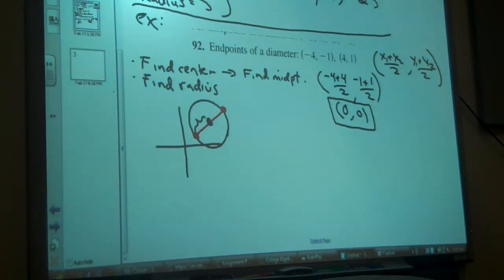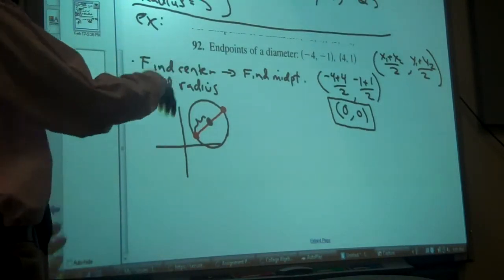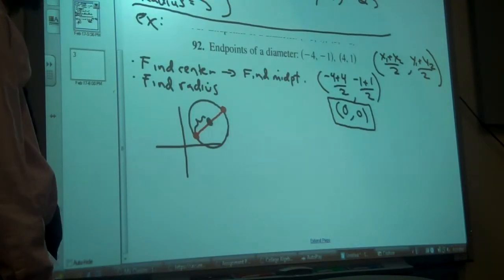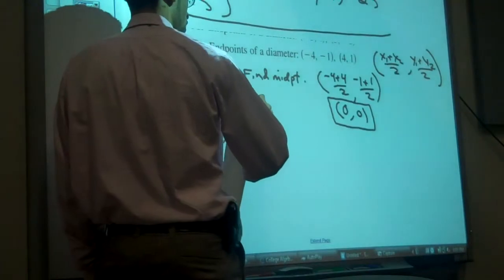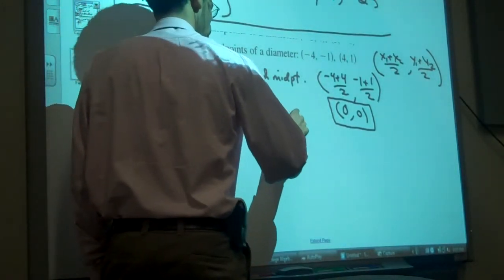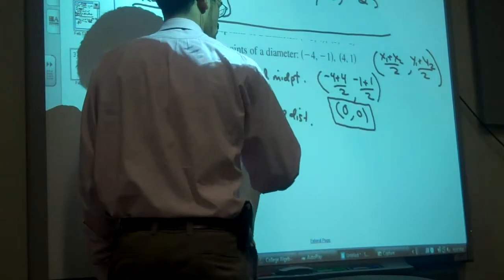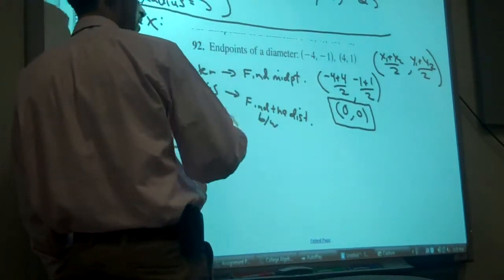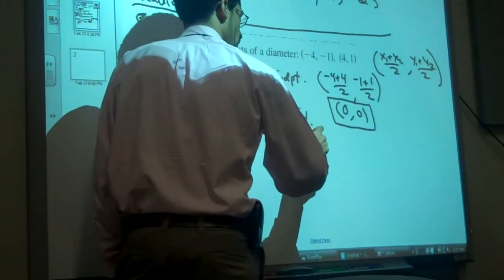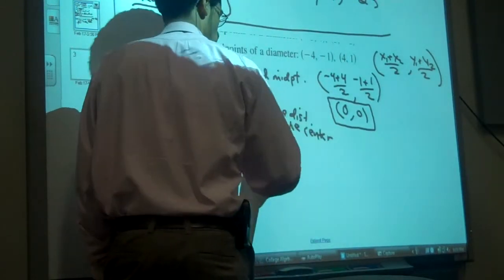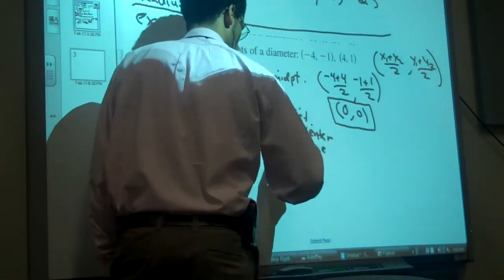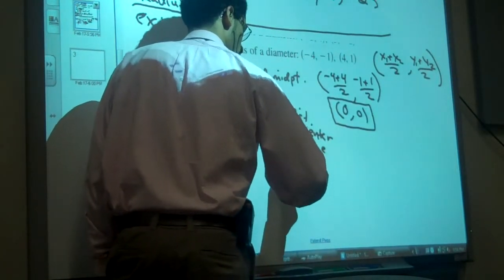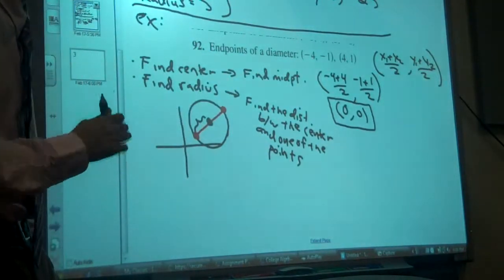Yeah. Take the center, which in this case is nice 0, 0. Take either one of the 2 points. Doesn't matter. And that distance is the radius. That works out. Let's do that. Since we found the center first, find the distance between the center and one of the points. That works out better. All right, so let's pick the point that's all positive, 4, 1.